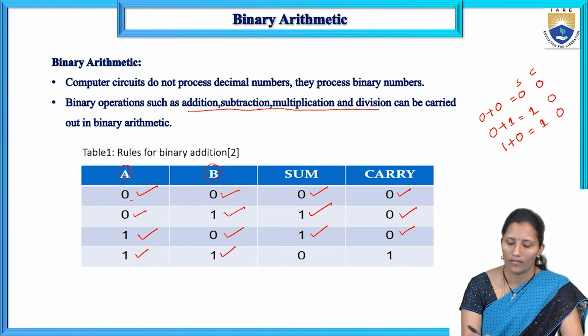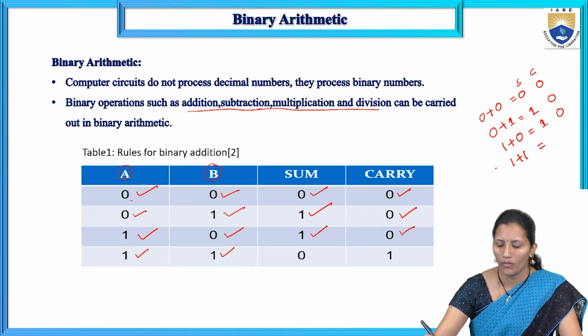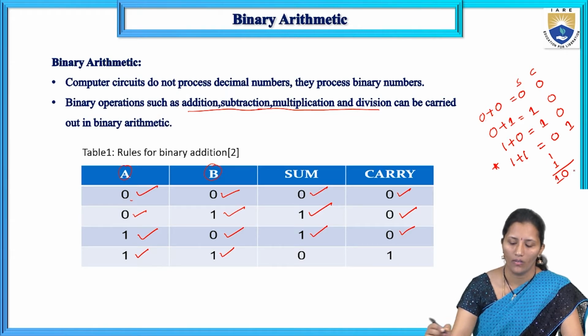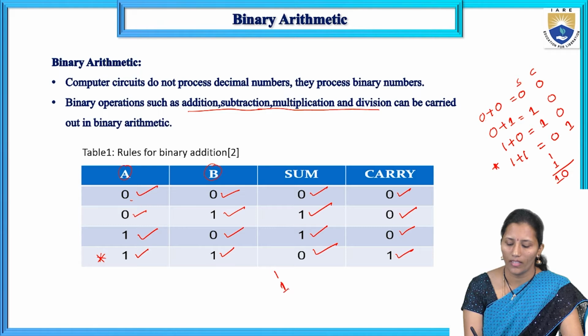1 plus 1. In binary representation we have to remember this one: 1 plus 1, the sum is 0 and the carry is 1. If we add 1 plus 1, we get sum 0 and carry 1. We should remember this.